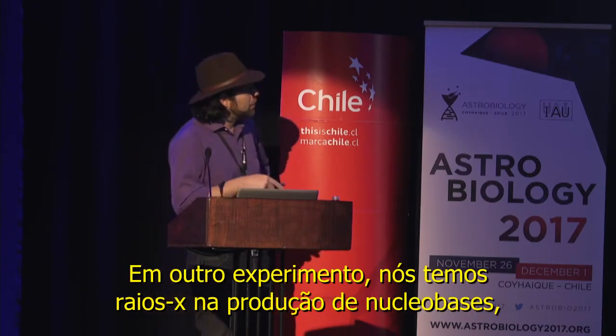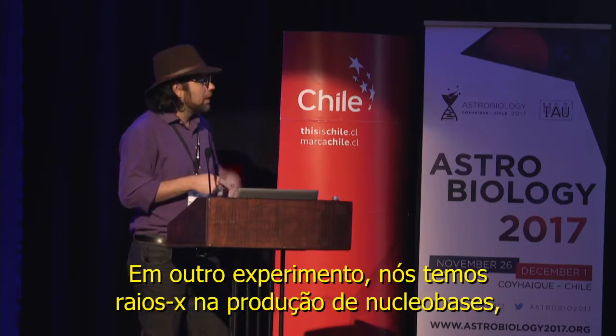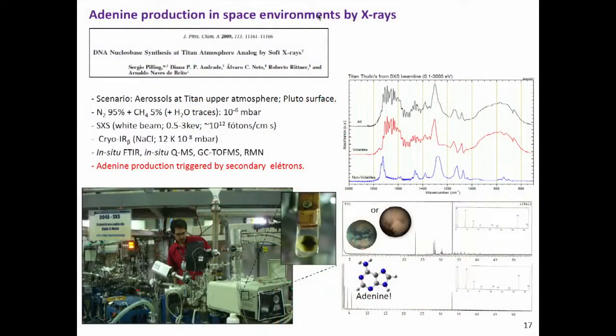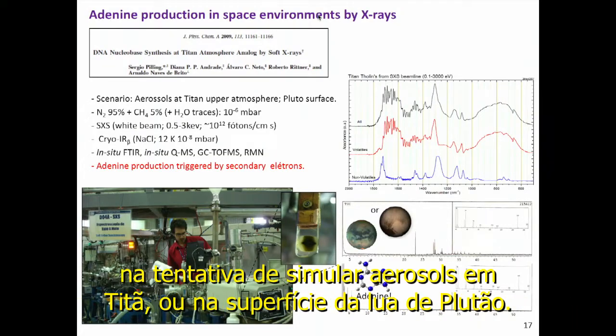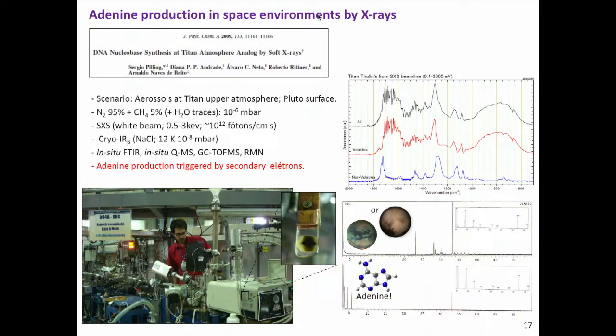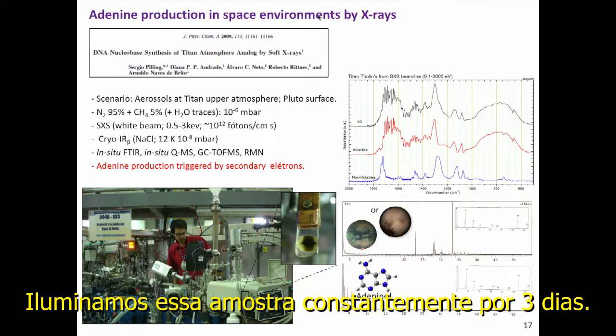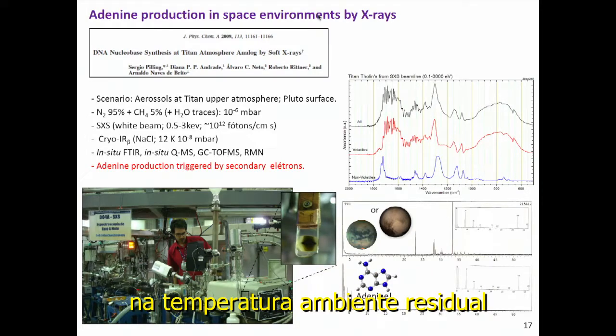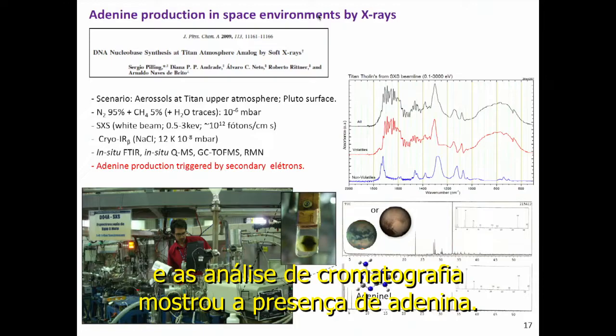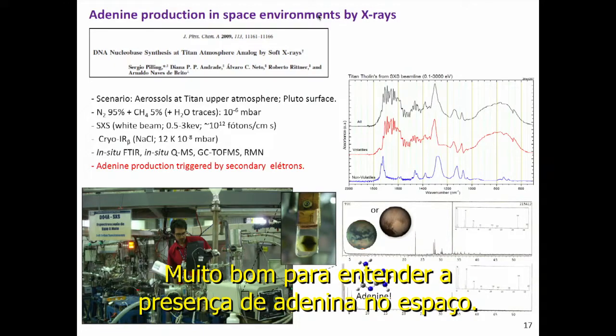Another experiment with X-rays is the production of the nucleobase adenine from a mixture of nitrogen and methane, in an attempt to simulate the aerosols in Titan or on the surface of Pluto's moon. We illuminate the sample for 3 days continuously, and after some time we observe this residue in the ice at room temperature, and the chromatography analysis shows the presence of adenine. So this is very nice to understand the presence of nucleobases in space.